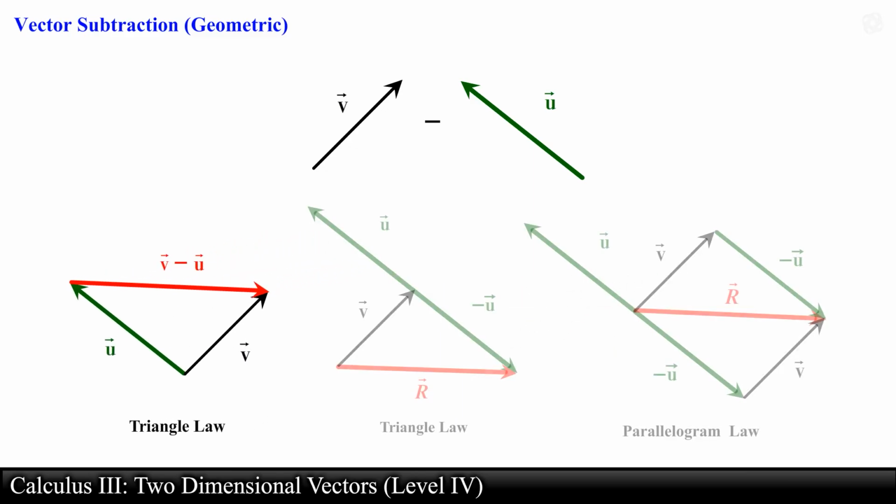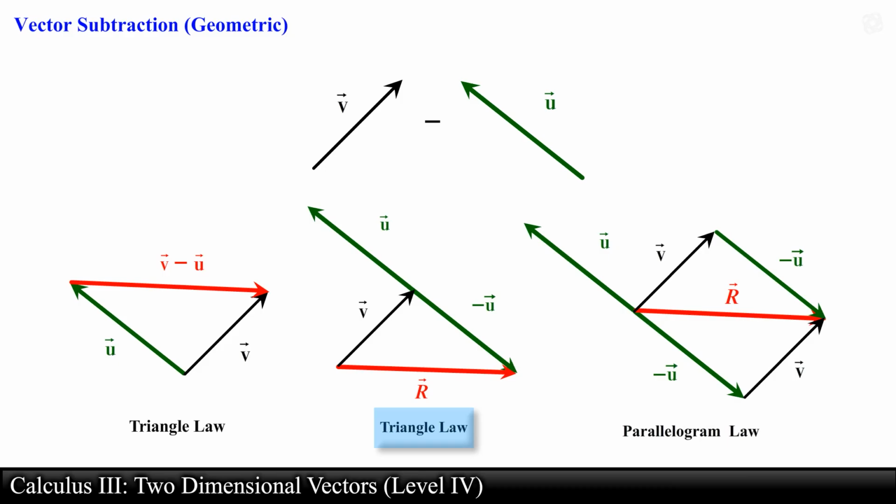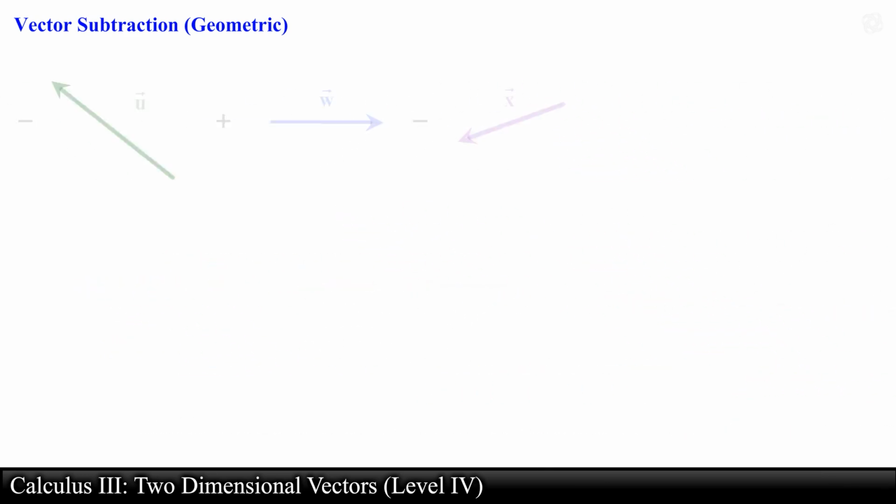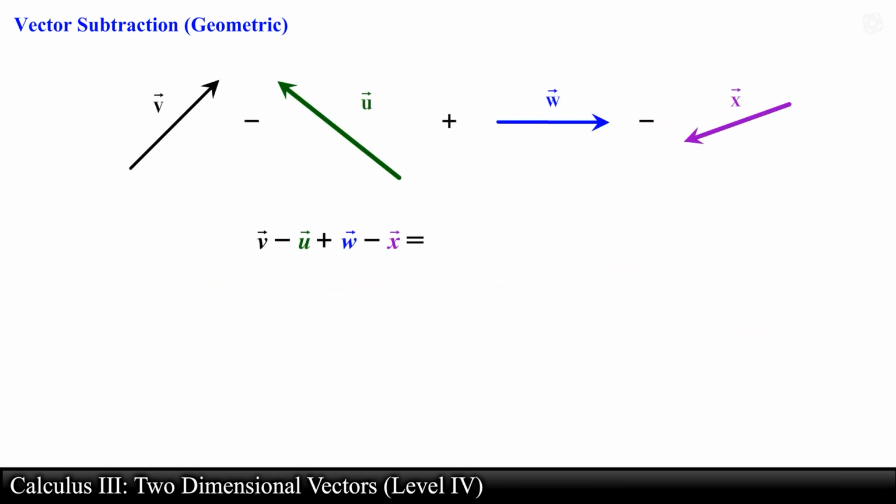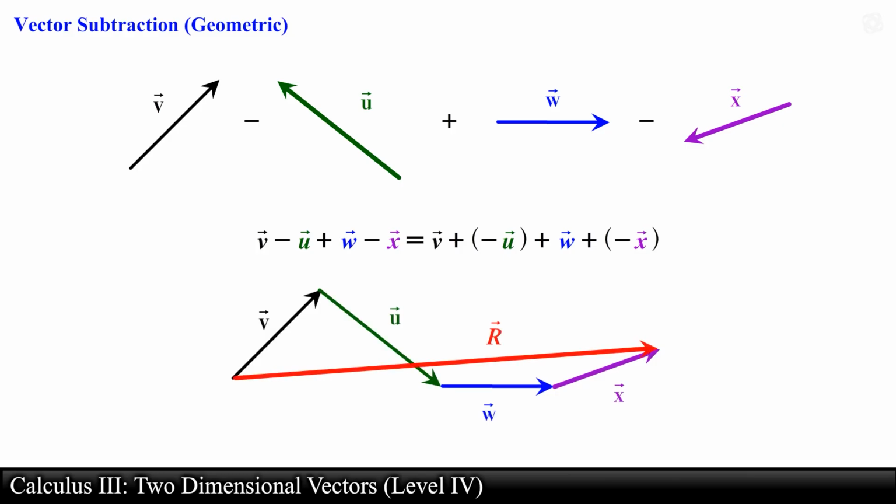Personally, the first method for finding the difference between two vectors makes the most sense, but you're free to use any of these three methods when geometrically finding the difference between two vectors. Also, keep in mind that vector subtraction is just a special case of vector addition. If you were to have 3 or more vectors and are asked to carry out a combination of addition and subtraction operations with them, you treat the entire problem as if it were a vector addition problem by using the triangle law and flipping the direction of any vector with a negative sign.